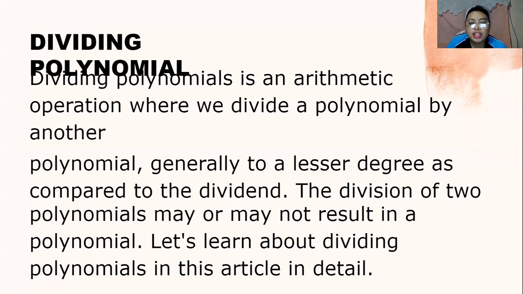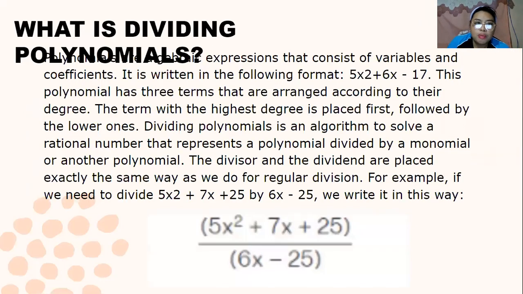So when we say polynomial, it is an algebraic expression with more than two terms. If it's only one, monomial. If it's two, binomial. If it's three or more, it's polynomial. Poly means many, like in polygons, right? What is dividing polynomials?